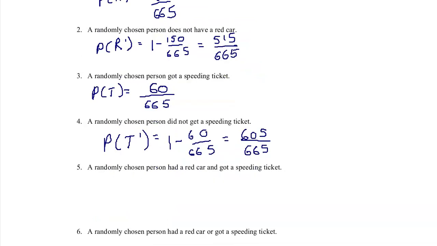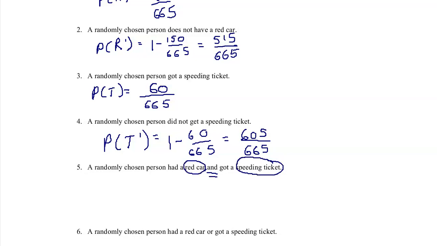What's the probability a randomly chosen person had a red car and got a speeding ticket? Red car and a speeding ticket. Now, these events that we're looking at are not necessarily independent. So we can't just go using that cool multiplication rule that we had before. We can't just multiply these probabilities together.